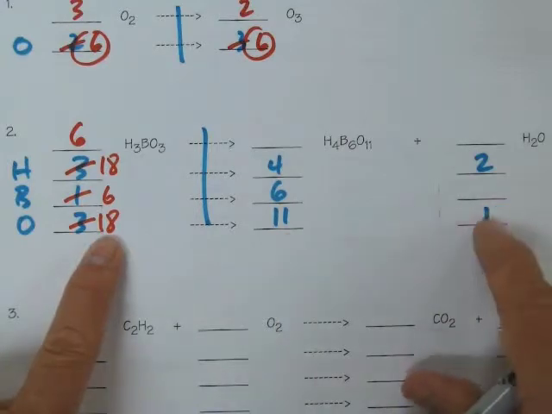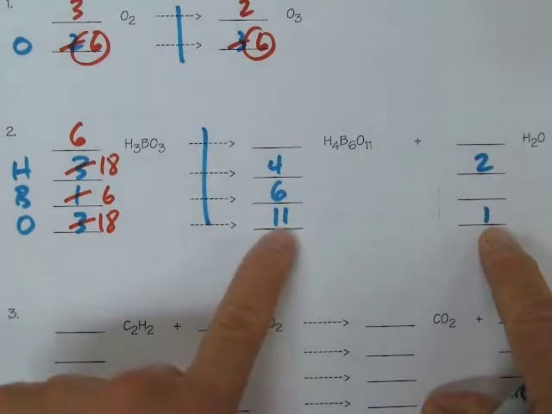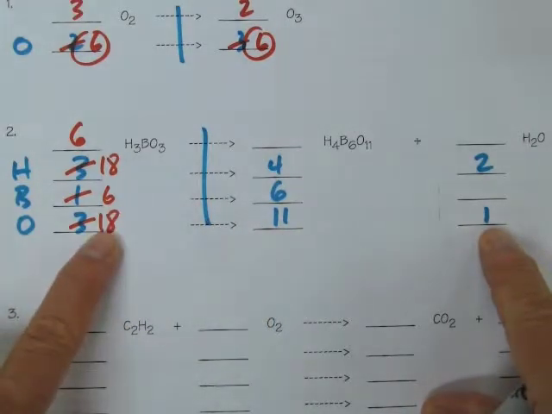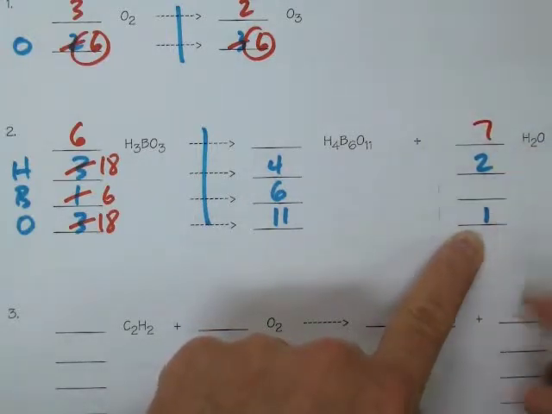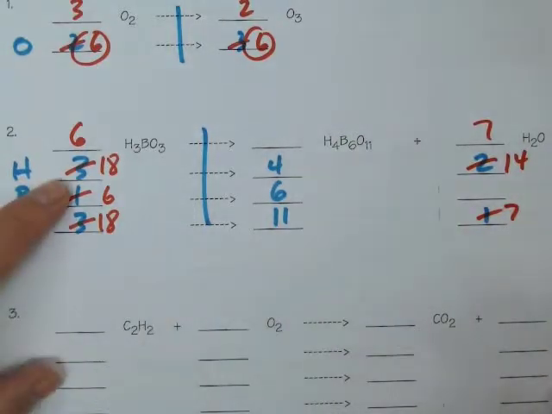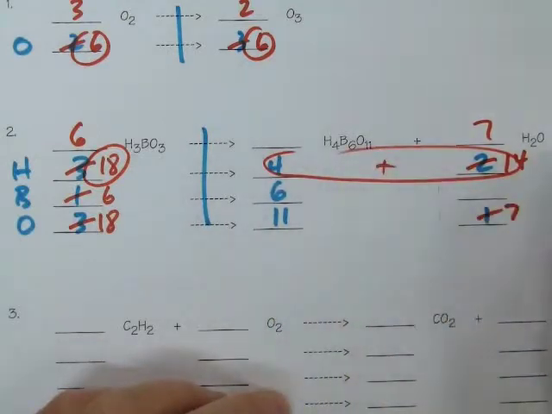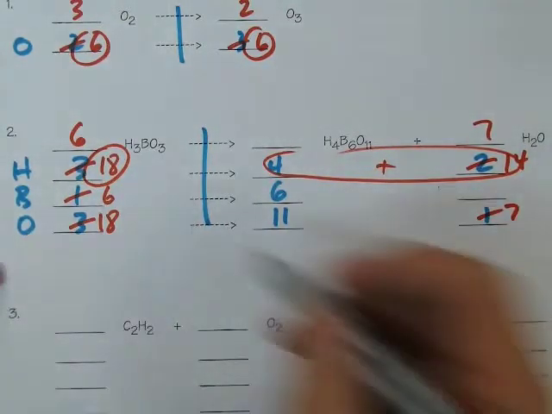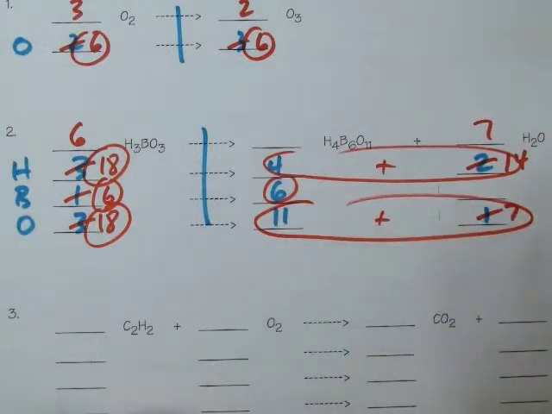18, and over here there are 12. If I want this side over here to be 18, if this 1 were a 7, then 7 plus 11 would make 18. Let's see what happens when I do that. If I multiply water by 7, then everything that I counted here gets multiplied by 7. And now I have 18 hydrogens in the reactants. I have a total here of 18 in the products. I have 6 borons in the reactants and 6 in the products. 18 oxygens in the reactants and a total of 18 in the products. Now this reaction is balanced.